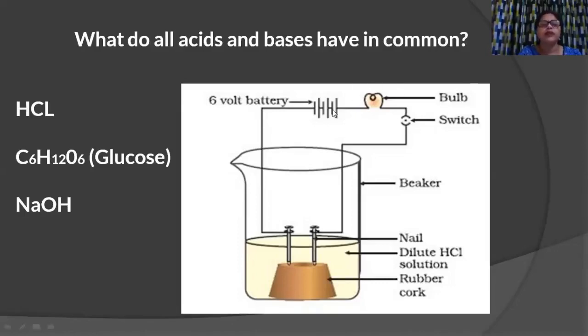So in both cases, that is HCl and NaOH, the current will be flowing and electricity will be passing, which means that both HCl and NaOH are capable of conducting electricity, which means they are electrolytes. Electrolyte means any liquid which is capable of conducting electricity. So these are the properties which are common in acids and bases.